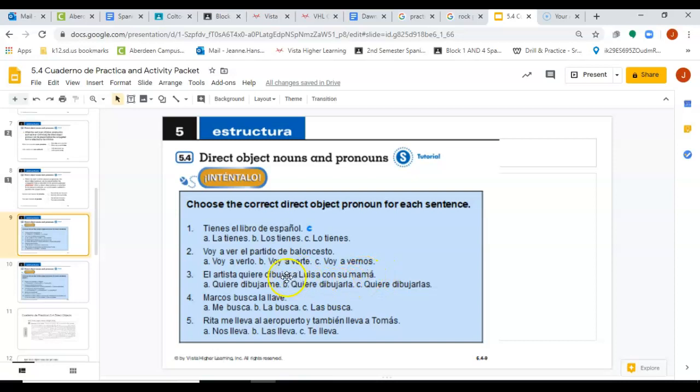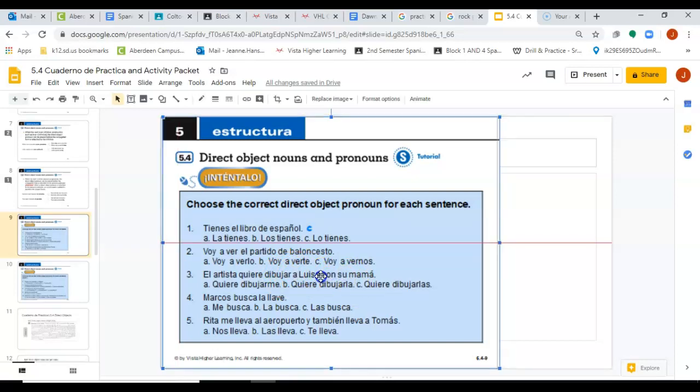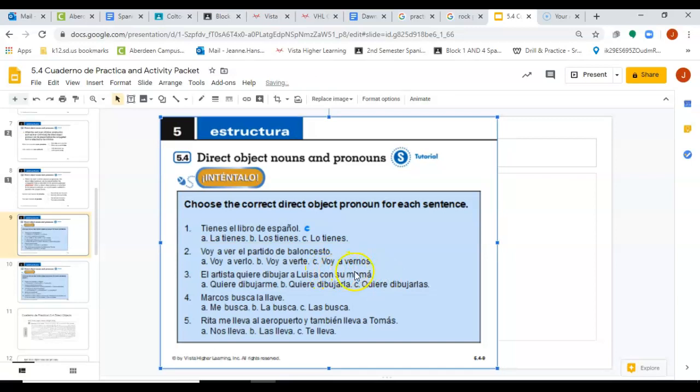Oh, or I guess it could be the artist wants to draw him with his mom. That would make sense because this is a prep phrase. Ooh, don't move things, Jeannie. Con su mama is a prep phrase. So in this case, your direct object is masculine, singular. No, we can't do that either.